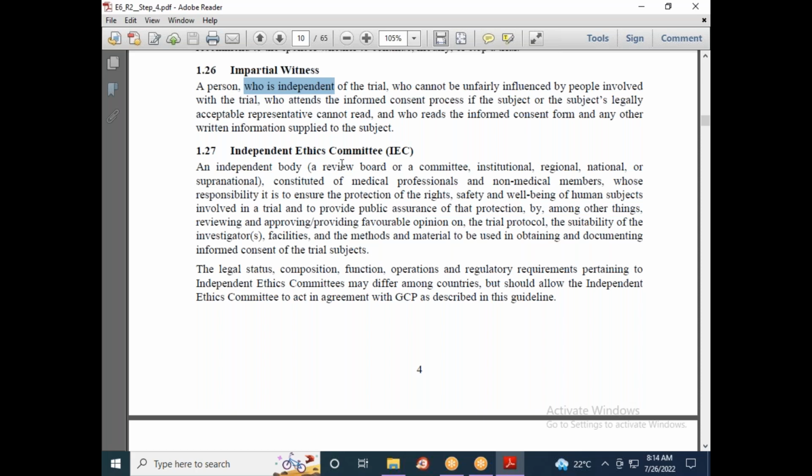Okay, right. So all these people will review our synopsis, and if they find everything is good, then they will give approval. Only after their approval are you allowed to start the clinical trial.